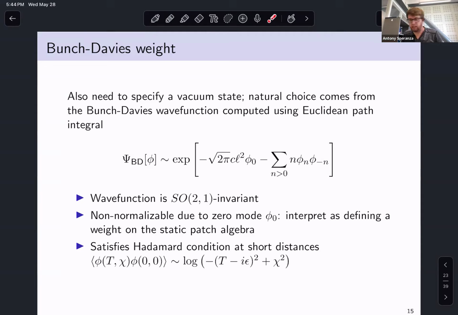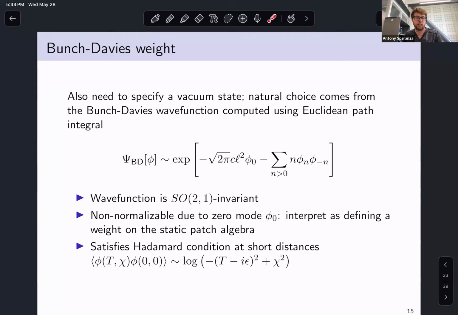So this wave function is very nice. It's de Sitter invariant here, which comes from the construction. On the other hand, it's non-normalizable because of this zero mode. It has this exponential dependence on the zero mode because of our funny linear potential. So the scalar field was unbounded below. But this problem would show up even if you did an ordinary potential.